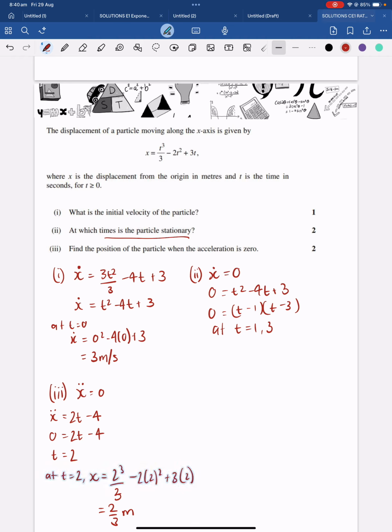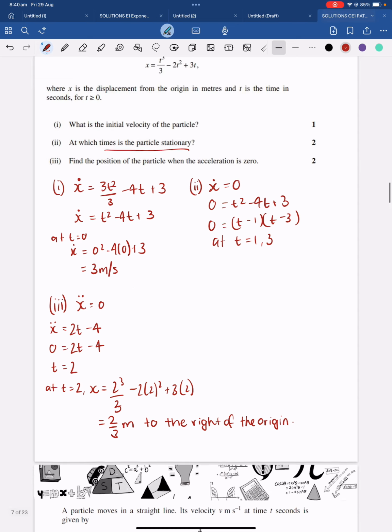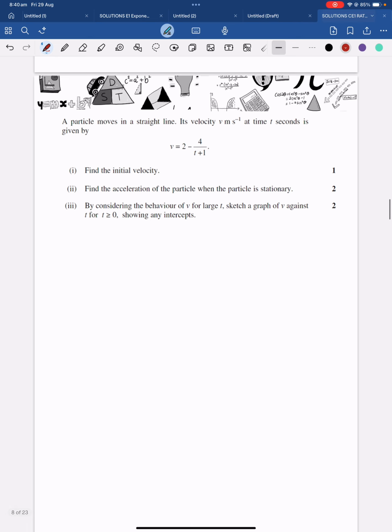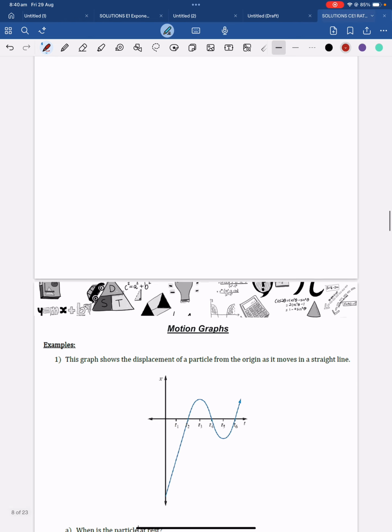Now it's a positive answer. So what we like to do when we're talking about displacement here, so it's 2 and 2/3 meters, we'd say to the right of the origin. If it was a negative answer, then we'd say to the left of the origin. Okay, give this next one a go. I'll pop up my booklet solutions with this in it.